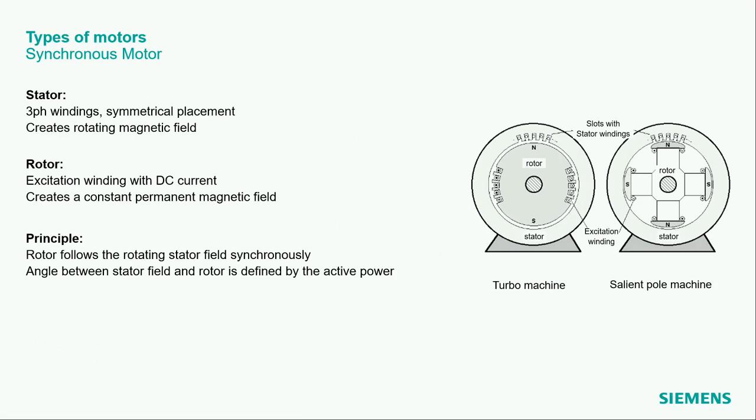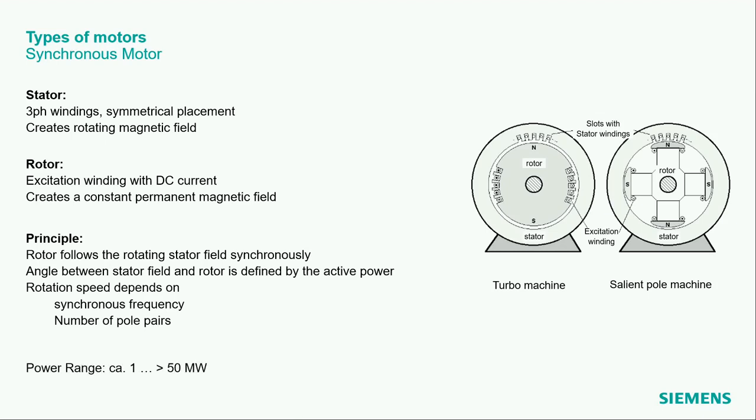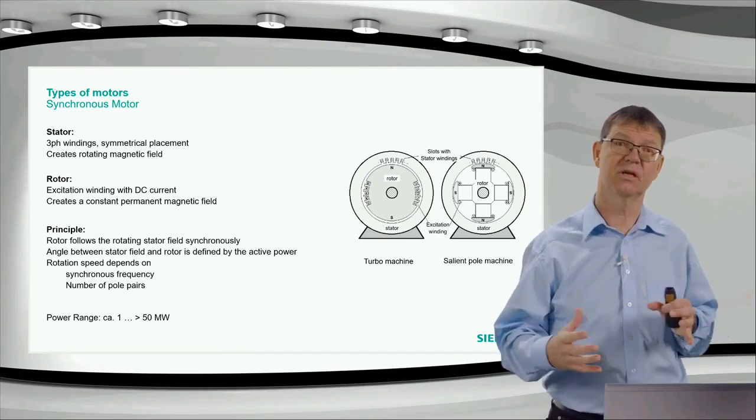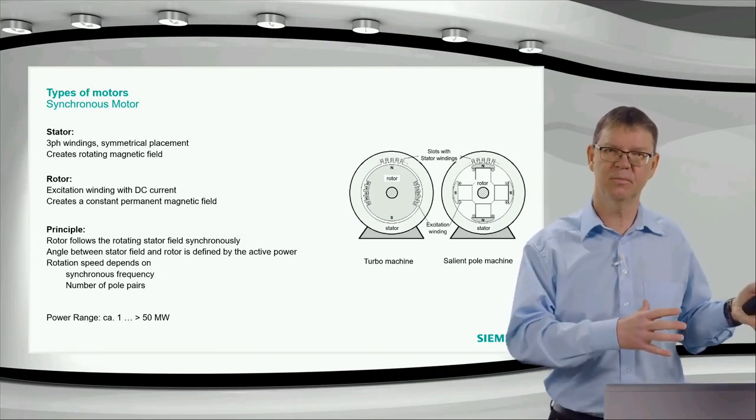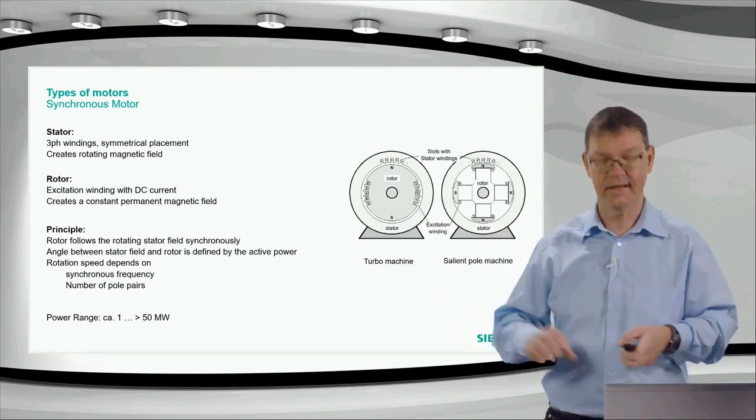And if we want to have more than one pole pair, to create a rotation frequency which is lower than the grid frequency, then we can do this by adding pole pairs. And the more pole pairs I have, the slower is the rotation of this rotor at the end. So the rotation speed depends on the synchronous frequency, so the frequency I bring in, and the number of pole pairs, as already explained. The power range here, this is more like a guideline, is around 1 megawatt up to 50 megawatts and also above that. So as a tendency, the asynchronous motors are more on the lower part of the power, and the synchronous motors are more on the higher end to deliver power.